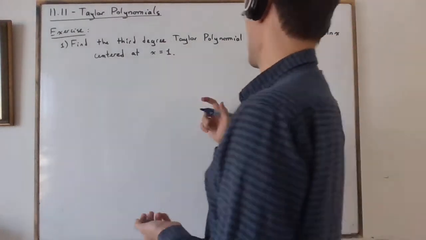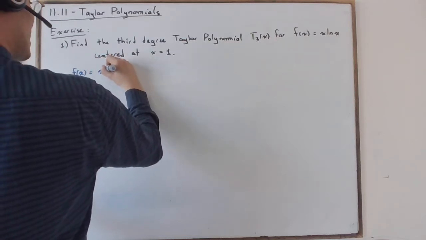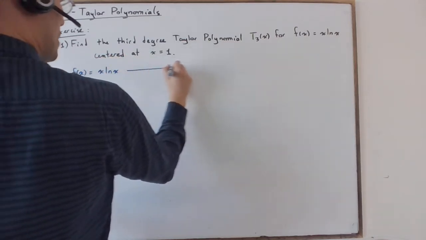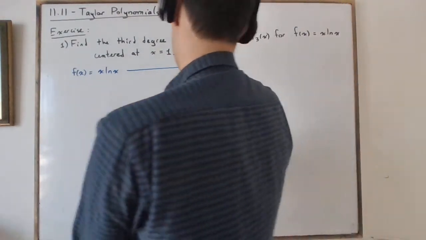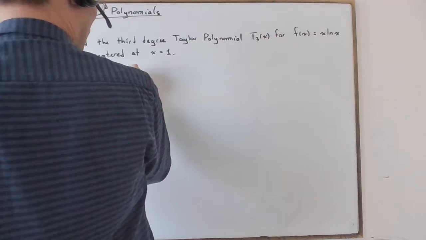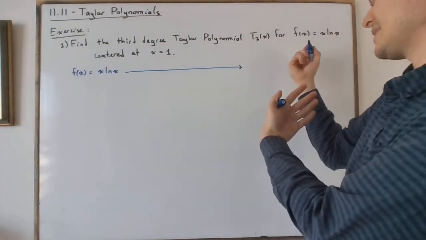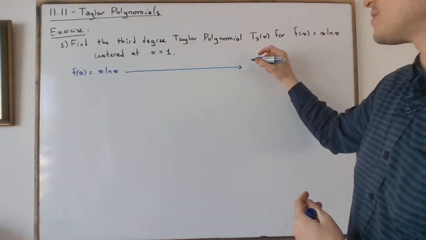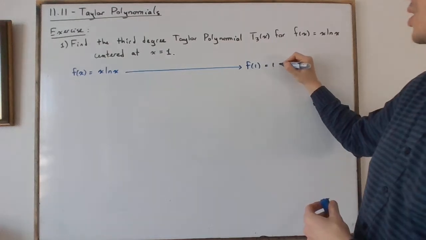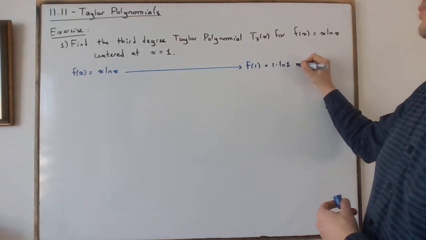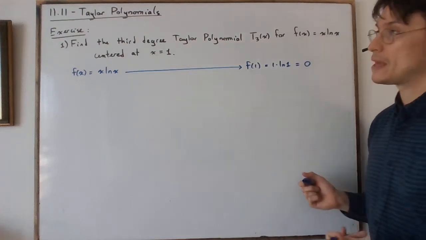All right, let's do it then. We have f of x equal to x ln of x. What you do is very simple: you find the derivatives and evaluate them at 1. So I'm going to put here a big arrow, because the derivative will involve a little more work. f of 1 is 1 times ln of 1, and ln of 1 is 0. So f of 1 is equal to 0.